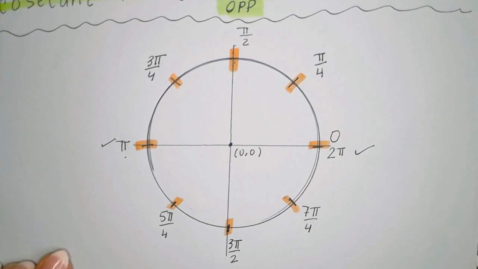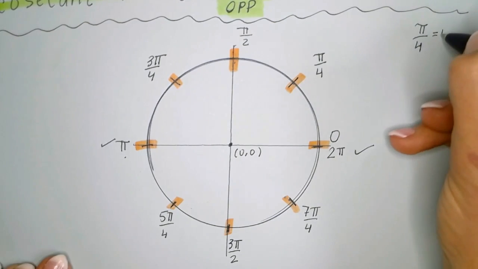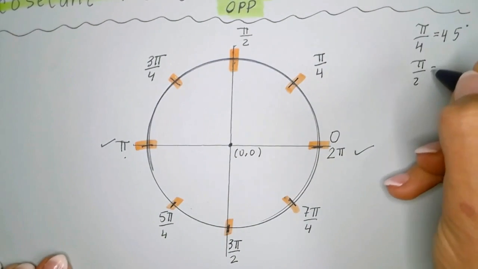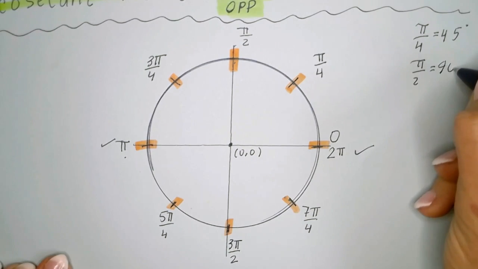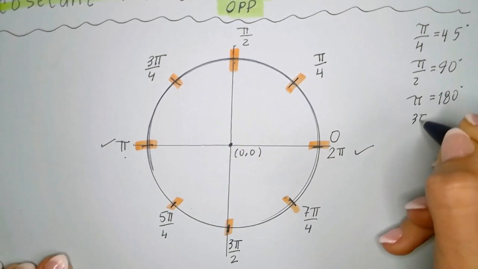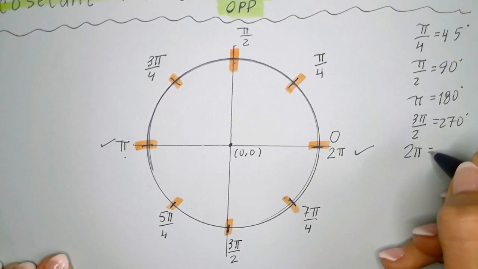What did we say in degrees pi over 4 is? Good. Pi over 4 is 45 degrees, right? Pi over 2, I'm just going to write some important ones on the side, is how many degrees? 90. Good. Pi is 180. Good. 3 pi over 2 is 270. And 2 pi is 360.